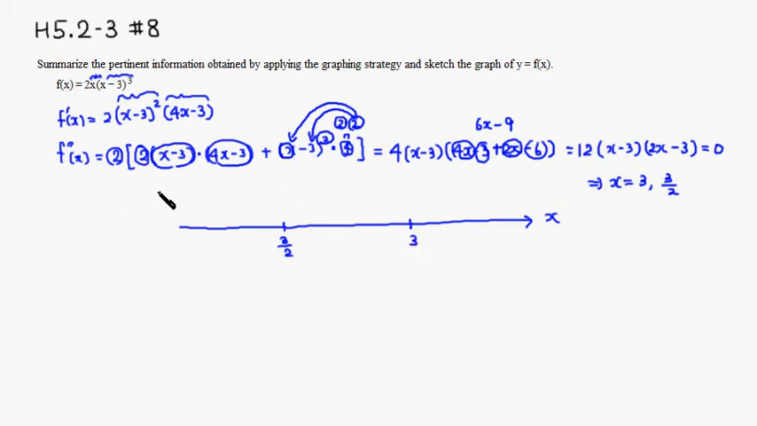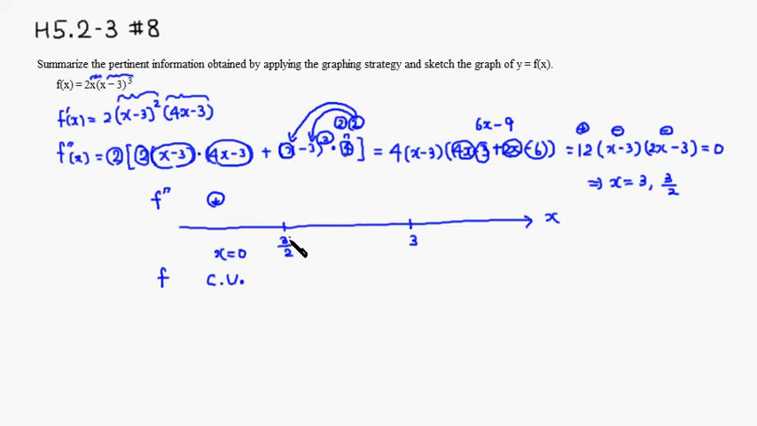Then we look at the sign of the second derivative. Anything smaller than 3 halves, I'm going to try 0. So at 0, that's going to be negative, and that's going to be negative. 12 is positive. So you can see that it's positive, which means that you're going to have a concave up shape.